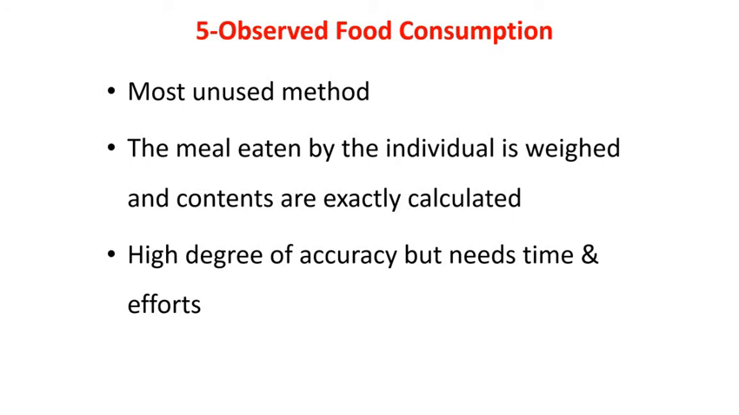The meal eaten by the individual is weighed and contents are exactly calculated. So it's used to measure actual or usual intakes of individuals, considered to be accurate, with a high degree of accuracy, but it needs time and effort. A limitation of this method is that under observation, individuals can alter their habitual food consumption to simplify or impress. So it's also not used in community-based research.